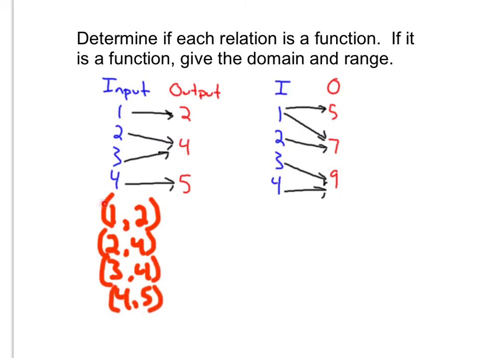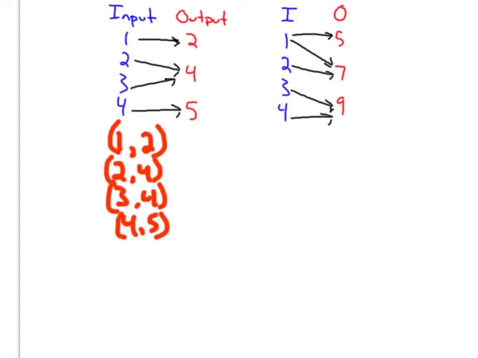My inputs never repeat. For 1, the only output is 2. For 2, the only output is 4. For 3, the only output is 4. And for 4, the only output is 5. So this is a function.